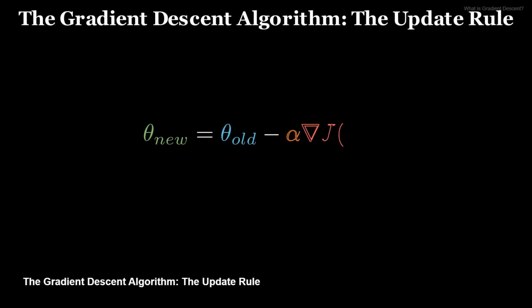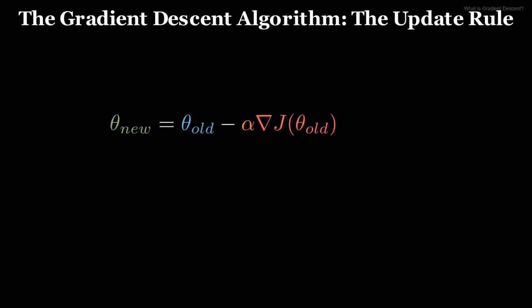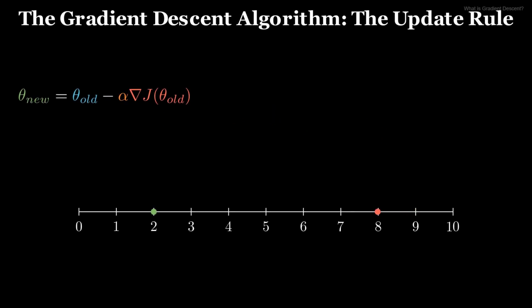Putting it all together, the gradient descent algorithm is an iterative process defined by this update rule. New theta equals old theta minus the learning rate multiplied by the gradient of the cost function with respect to old theta. We repeatedly update our model parameters in the direction opposite to the gradient, scaled by our learning rate, until we converge to the minimum. This continuous adjustment is how our model learns and improves.